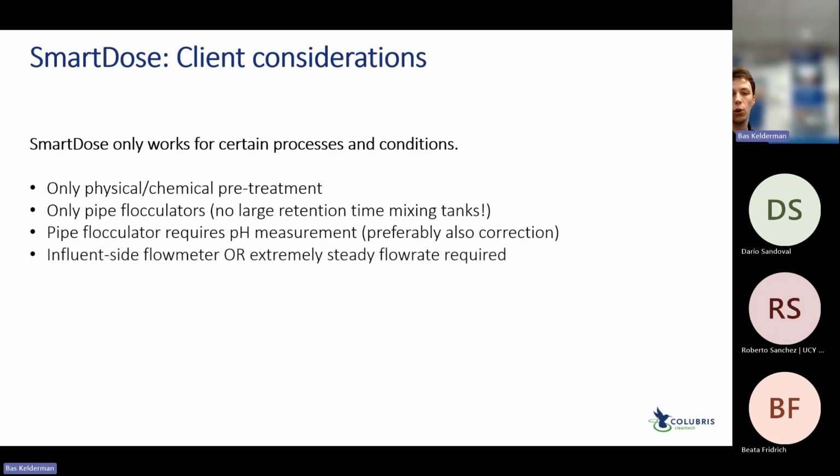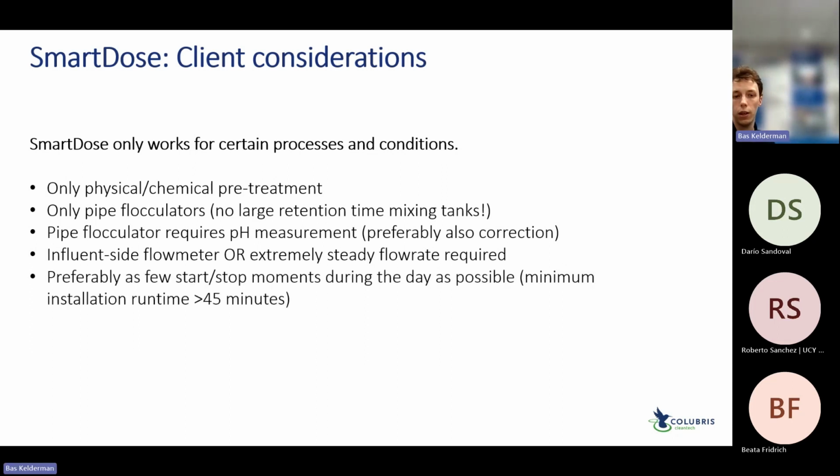If possible, having a flow meter on the influent side is also preferable because we're trying to figure out a dosage relative to the amount of water that you're treating. It's not a definite requirement that we have a flow meter, but it is preferred. The alternative is that you have a system with a very consistent flow rate. So if you have a client where the flow rate is always about 40 cubic meters an hour, maybe sometimes it's 45, maybe sometimes it's 35, but it's within those orders of magnitude, then that's fine. But if you have a process where the flow rate changes from 10 to 40 cubic meters an hour, then some kind of flow measurement is required for us.